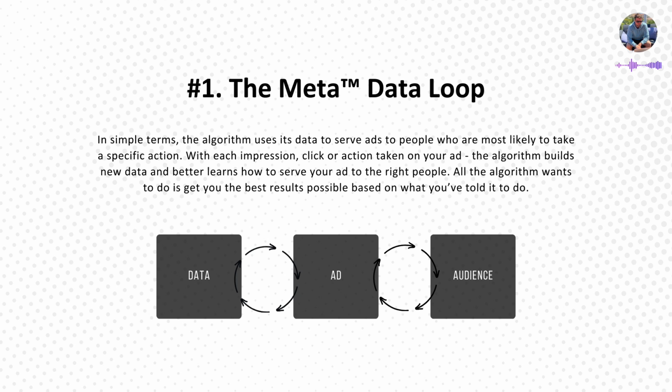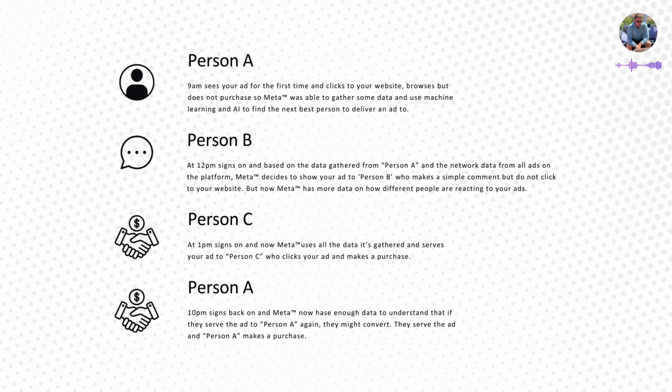And all the algorithm really wants to do is get you the best results possible based on what you've told it to do. So let's look at a quick example. Let's say person A signs on to Facebook or Instagram at 9 a.m. They see your ad for the first time. They click your ad. They go to your website. They browse around a little bit, but they do not make a purchase. Well, Meta was able to gather some data on that person and use machine learning and AI to learn who the best next person to serve an ad to is.